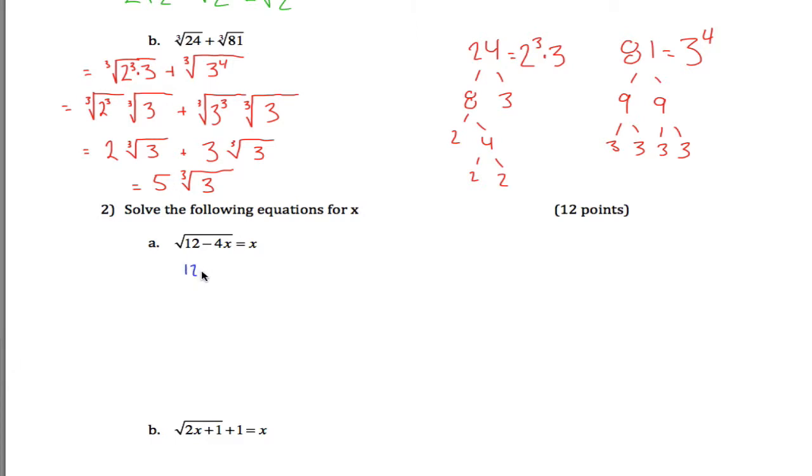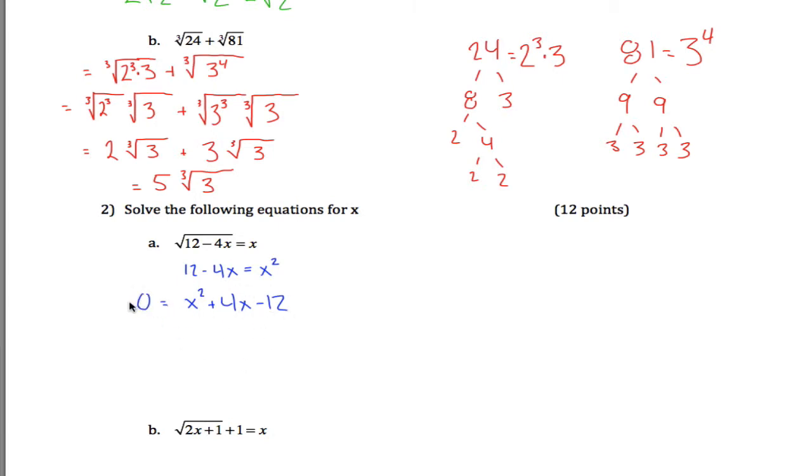If I square both sides of the equation, I get 12 minus 4x is equal to x squared. Squaring this square root, it cancels out. X squared, x squared. Now I need to solve this equation for x. The way you solve this equation for x is by setting it equal to 0. Maybe add 4x to both sides of the equation and then subtract 12 from both sides of the equation. And you'll get x squared plus 4x minus 12 equals 0.